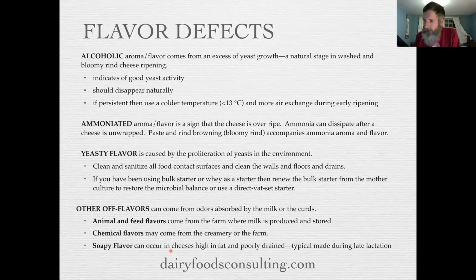And so you may have to end up making something else, or you can try things like elevating the temperature in the room to get better draining, whatever, but it may just be difficult to make a good aged cheese from late lactation milk, is what you may find out.